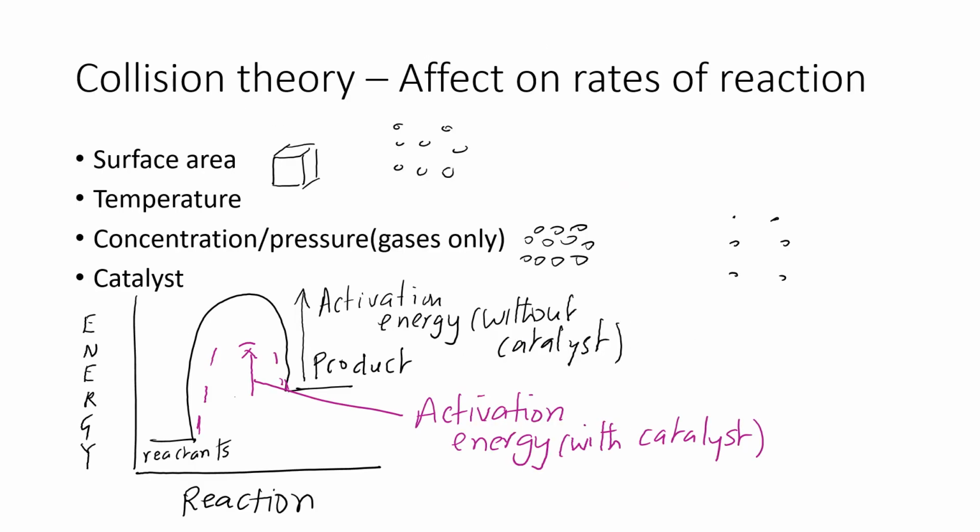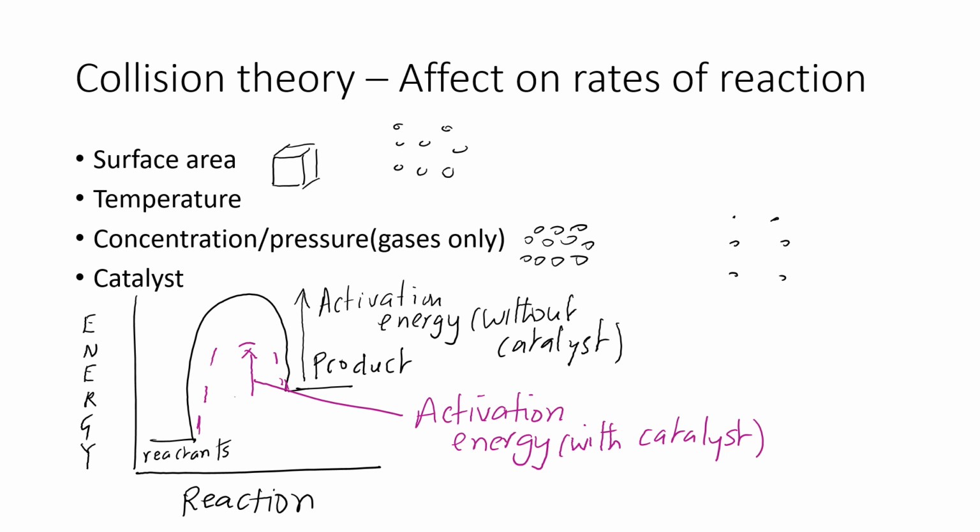Collision theory: the factors affecting rates of reaction can be surface area, temperature, concentration and pressure, and catalyst. If you're looking at surface area, if you have a small surface area on the cube, you can only react stuff on the outer sides of it. And if it's a large surface area, you can interact everywhere. Increasing temperature gives the particles more energy, they vibrate more, they collide with more energy, so more successful collisions. Concentration and pressure is the same.